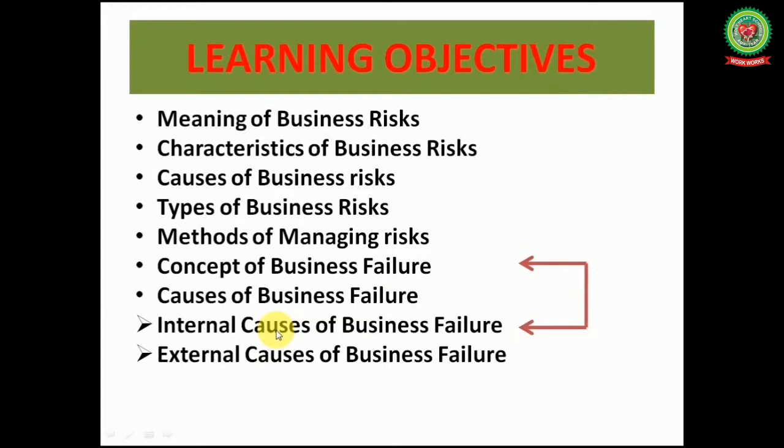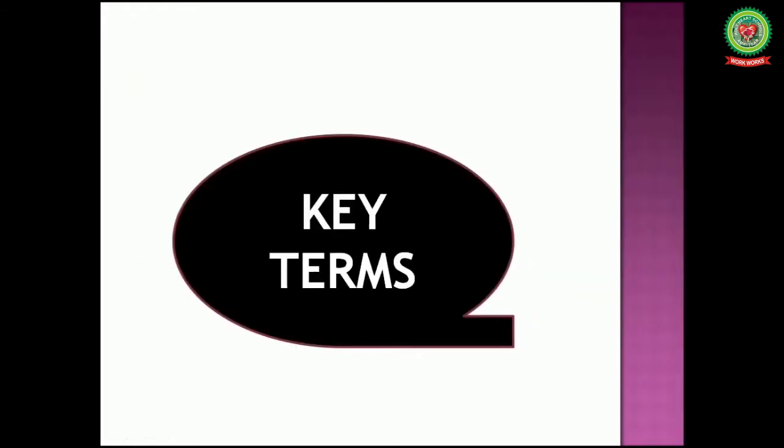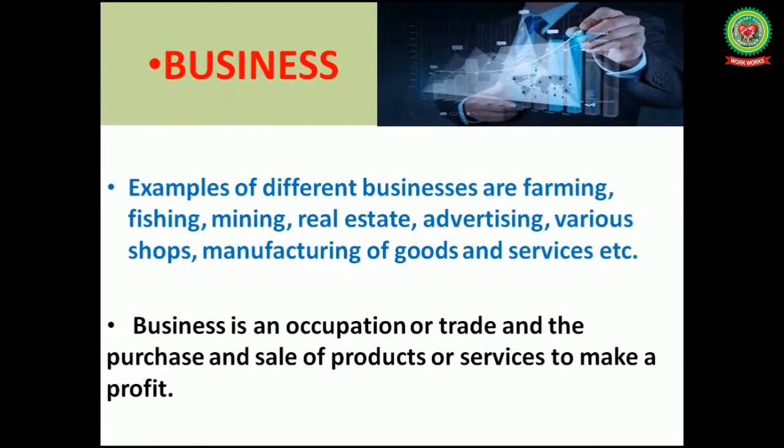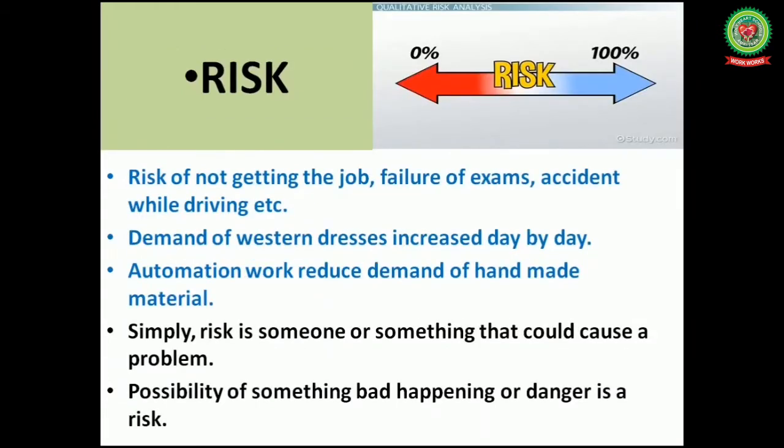So first of all we will discuss some key terms that we are using today. The first one is business. Examples of different businesses are farming, fishing, mining, real estate, advertising, various shops and manufacturing of goods and services. So simply we can say that business is an occupation or trade, and the purchase and sale of products and services to make a profit in the market. That is called business.